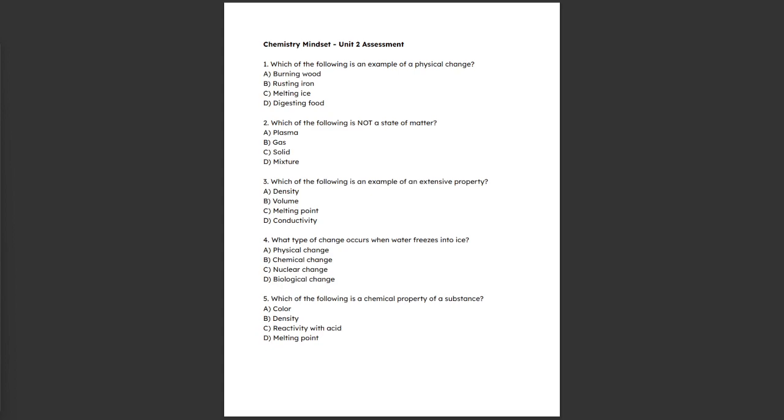Number 3, which of the following is an example of an extensive property? This was part of lesson 2.4. And the correct answer is B, volume. Volume changes depending on how much of something you have. That is what an extensive property is. So density, melting point, and conductivity are all intensive properties. So we can deduce that volume is extensive.